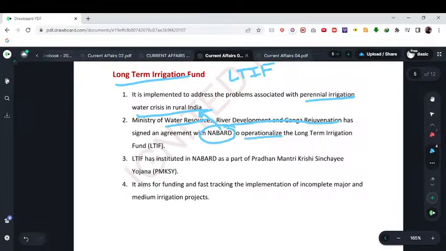So NABARD operationalizes the long-term irrigation fund, and LTIF comes under Pradhan Mantri Krishi Sinchai Yojana. So LTIF is under NABARD, is by NABARD, and is functioning under the Pradhan Mantri Krishi Sinchai Yojana.